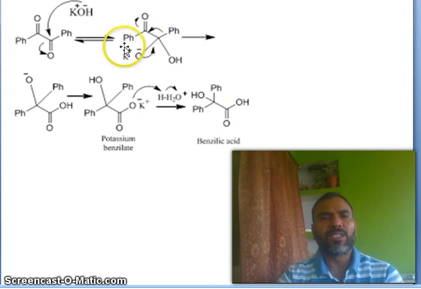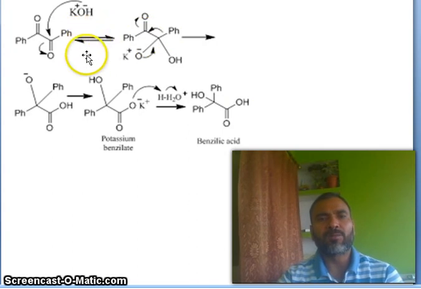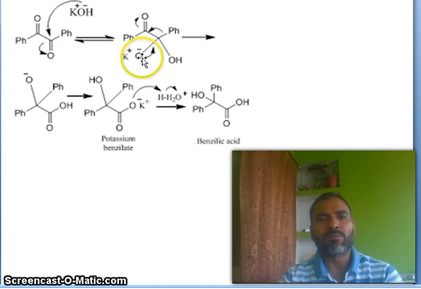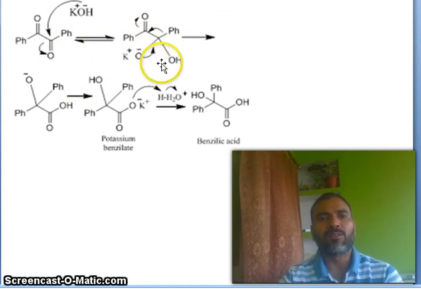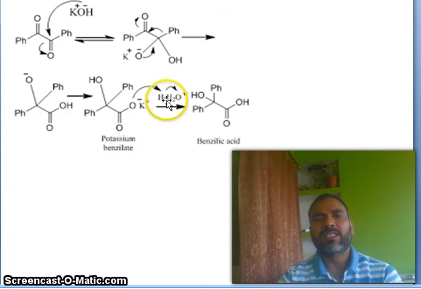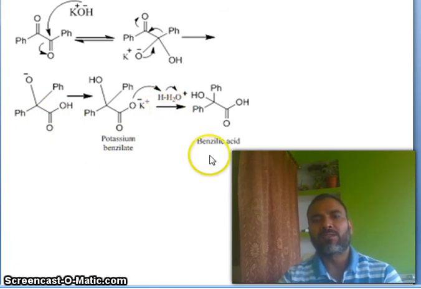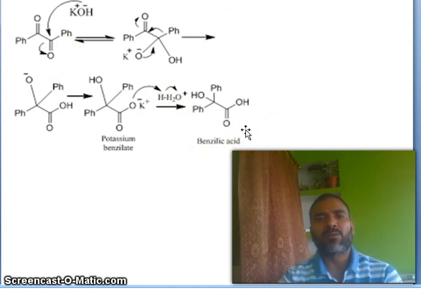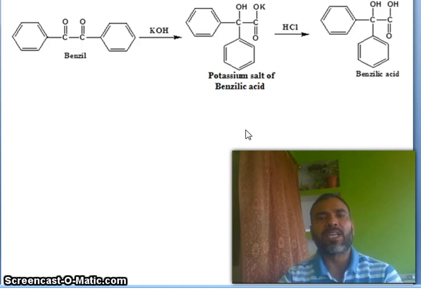So the reaction is the same, you just remember the equilibrium, how this product forms, and after this how the rearrangement of phenyl occurs, and potassium benzilate reacts with the acid forming benzilic acid. So conversion from diketone to alpha hydroxy acid is known as benzilic acid rearrangement.